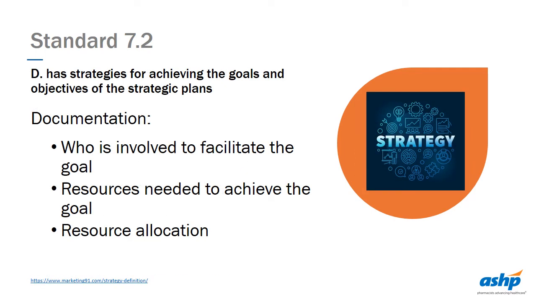Standard 7.2d states that the strategic plan has strategies for achieving the goals and objectives of the strategic plan. If you follow the example previously discussed, you will be able to document this standard well. Fill in the plan and strategies columns from the example document of the strategic plan on the ASHP website with resources needed to achieve the goals and where those resources will come from, as well as who is involved or accountable for completing the goal.